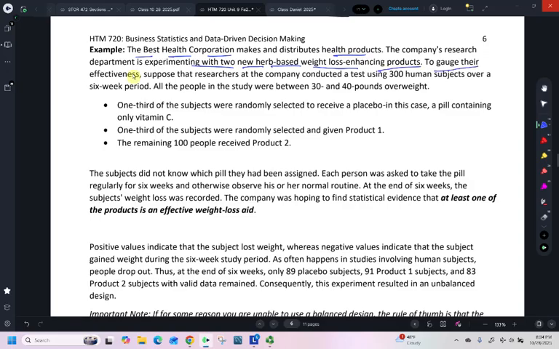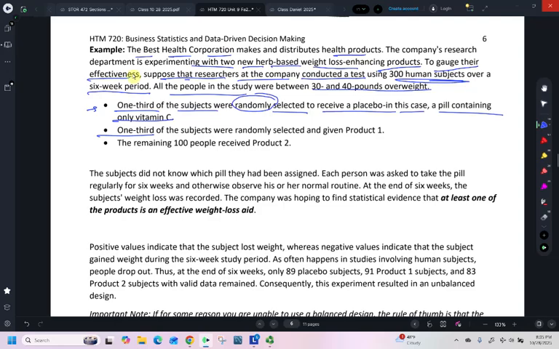Now, to gauge their effectiveness, suppose the researchers at the company conducted a test using 300 human subjects over a 6-week period. All the people in the study were between 30 and 40 pounds overweight. Now, one third of the subjects were randomly selected to receive a placebo. In this case, it's a pill containing only vitamin C.